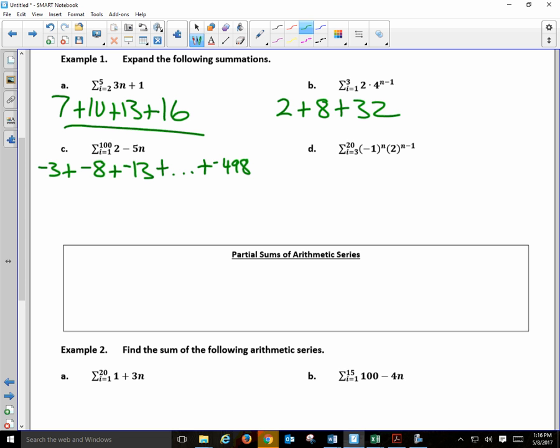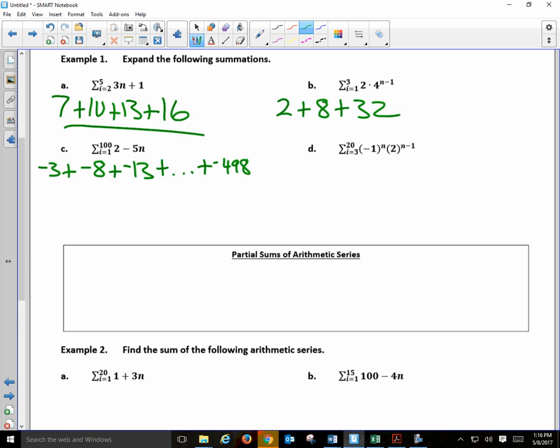Yes. What would you like to write instead? Oh, no, no, no, no. The sigma means sum. Okay. No, it's okay. All right.